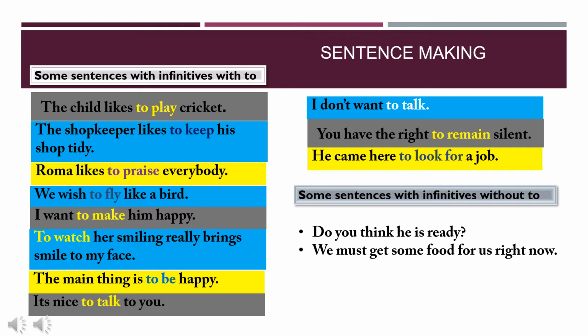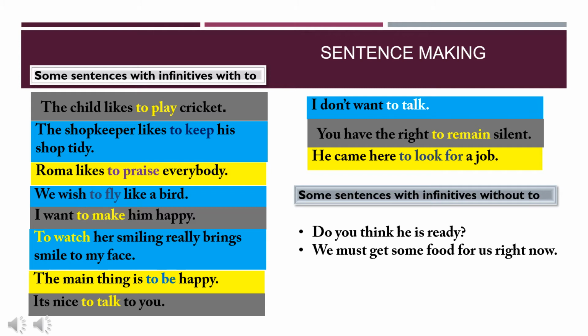He came here to look for a job. So look, came is the verb and here is another word, but we have put to look, that means the infinitive, after that. So this way also we can write sentences with infinitives. He came here to look for a job.